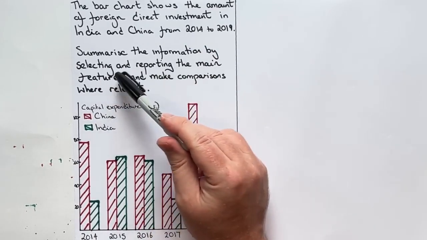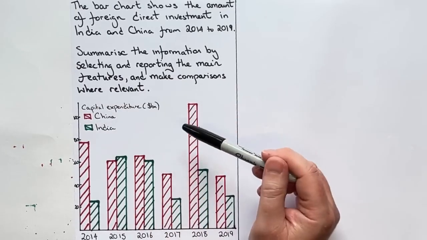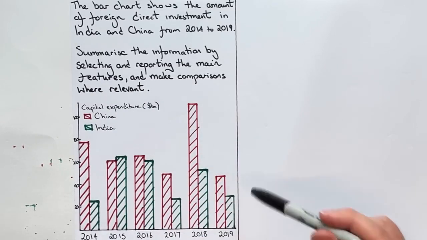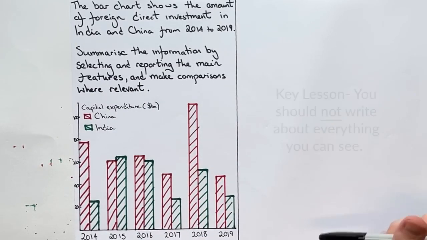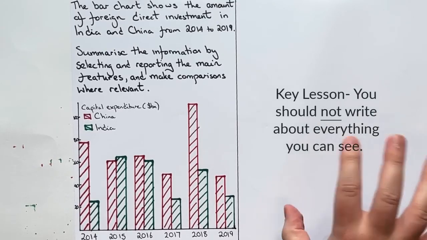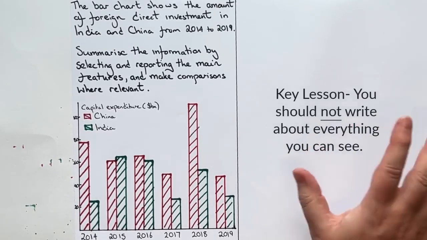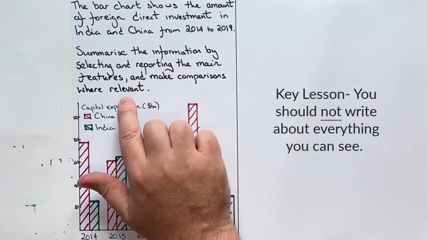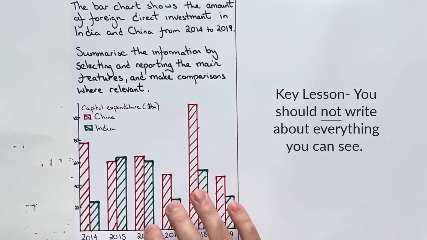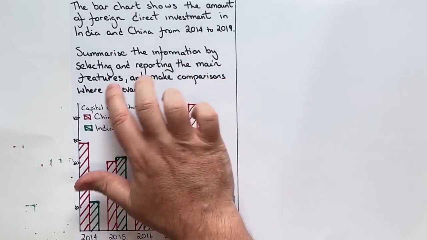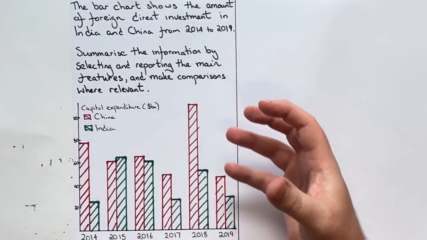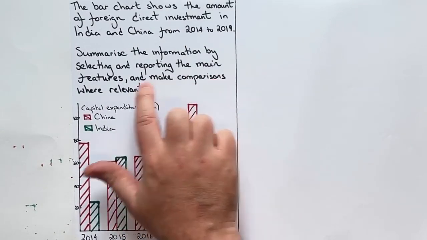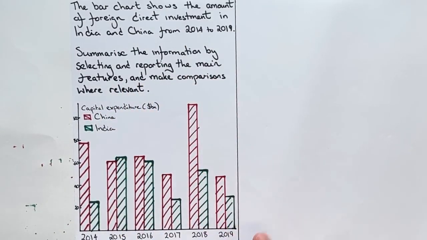Summarize the information by selecting and reporting the main features. So the key word here is summarize. It does not say write everything that you see. You will only be writing between, let's say, 150 and 200 words, which is not very much at all. So you're not going to be writing about every tiny little thing because it's asking you to select the most important things and then report them, the main features. Another word for main features is important things, and make comparisons where relevant, and we'll come on to comparisons in a second.